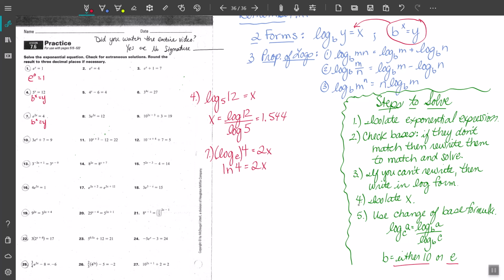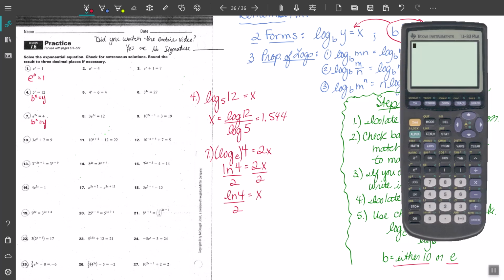That was number 3. Now we're in number 4. We have to isolate x, and this is just a simple division. All right, and now we have x isolated. We don't need to use the change of base formula here because it's already in base e, because that's the natural logarithm. So from here we can just go straight to the calculator. This time we're going to hit ln 4 in parentheses, and then we're going to divide that by 2. And we'll get this answer of 0.693.